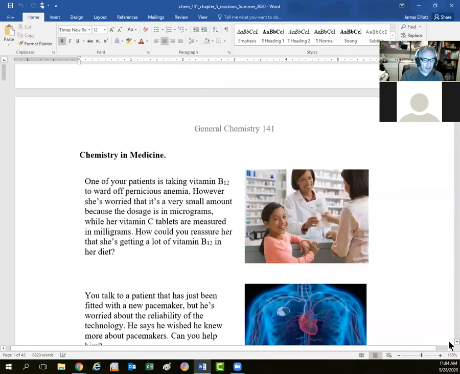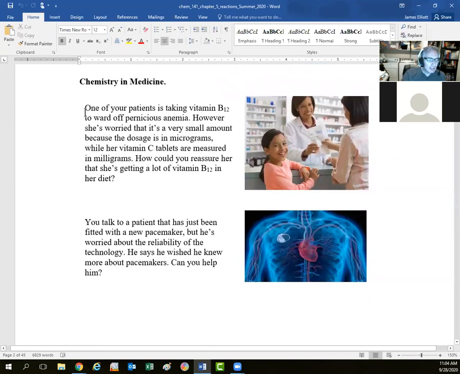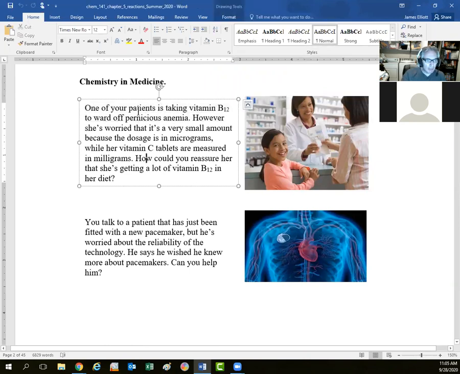So as we normally do, we'll start with a couple of scenarios. One of your patients is taking vitamin B12 to ward off pernicious anemia. However, she's worried that it's a very small amount because the dosage is in micrograms, while the vitamin C tablets she takes every day are in milligrams. How could you reassure her that she's getting the same good dose of vitamin B12 in her diet as she is vitamin C? Well, different chemicals have different masses, like different people have different masses.